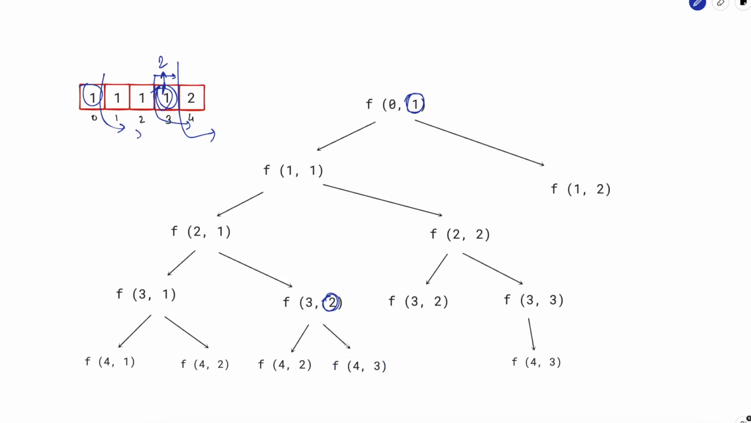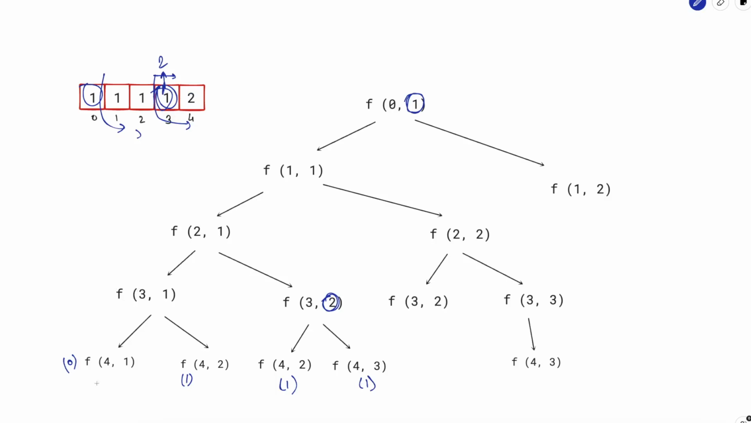Based on this, once you reach 4 here, you are looking for 1, right? So can you get 1 from this? No. So the value of f of 4 comma 1 will be 0. Now f of 4 comma 2, can you get 2 here? Yes. So the answer would be 1. f of 4 comma 3, answer would be 1. Why? Because you can make 3 from this 2 as well.